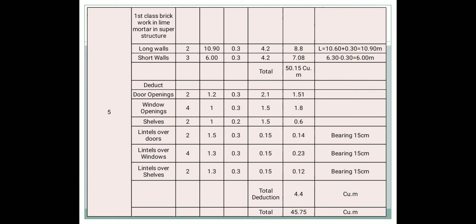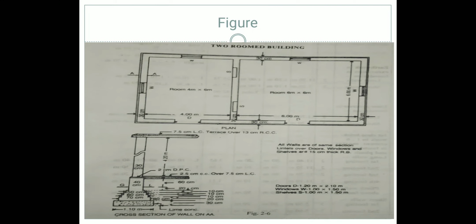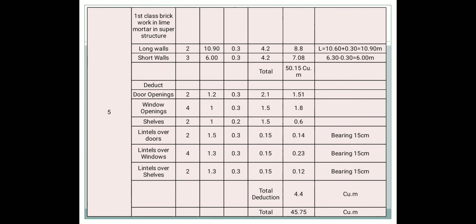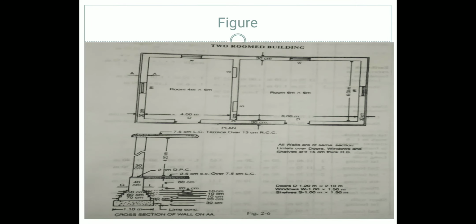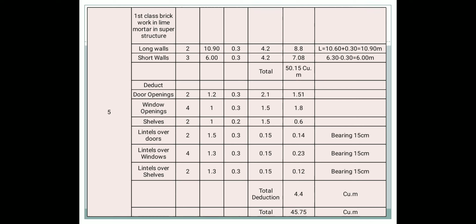So next we are going to estimate the first class brickwork in lime mortar in superstructure. Here we have to estimate the long walls and short walls, and also deduct the openings that are present, like doors, windows and shelves. So the first class brickwork in lime mortar in superstructure, for the long walls it is 2, 10.90, 0.3, 4.2, 8.8. For the short walls it is 3, 6.00, 0.3, 4.2, 7.08. That makes a total of 50.15.